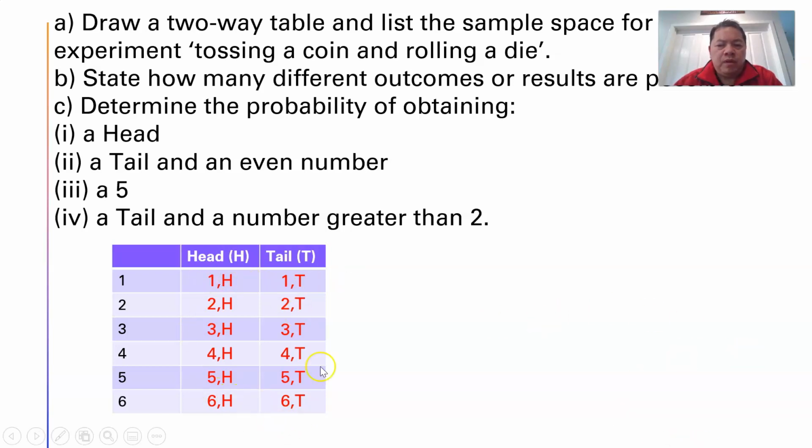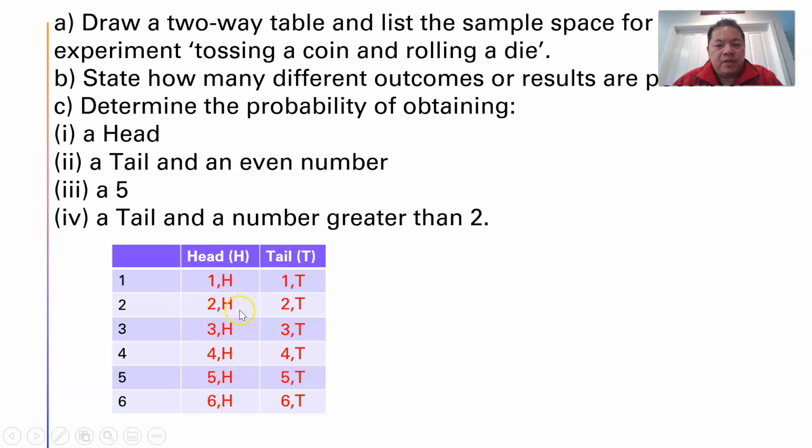In simple terms, it is 2 times 6 that gives us the total number of different outcomes from this experiment, which is part B of the question. Moving on to part C, they say, determine the probability of obtaining a head. By looking at all the 12 different results, there are 6 ways to get a head, isn't it?